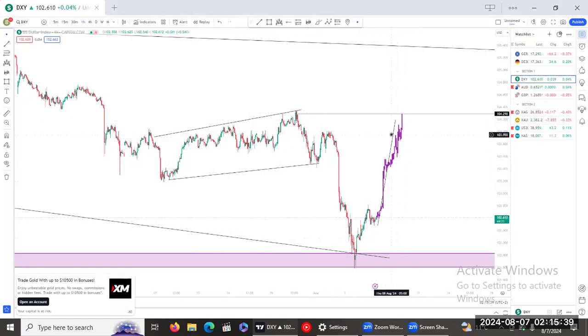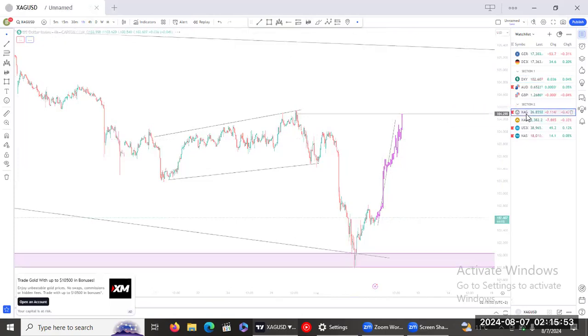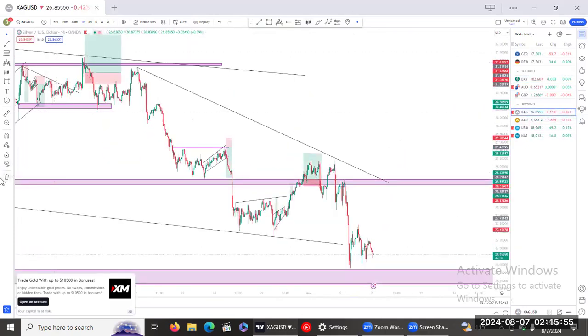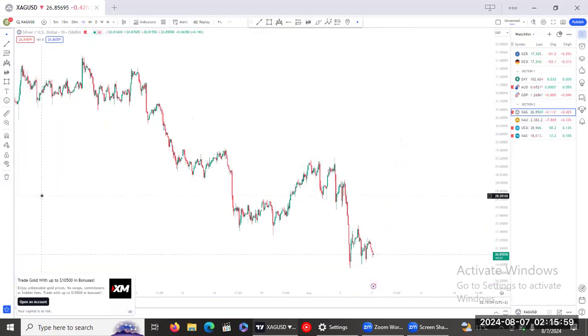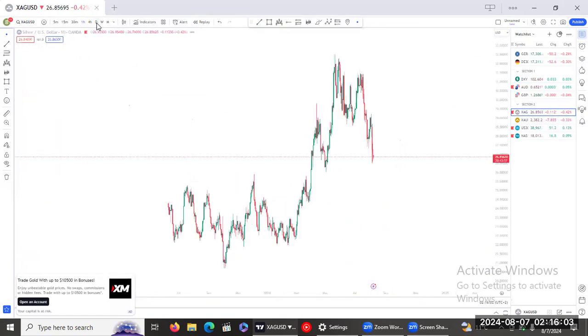As I said, guys, the first one that we're gonna analyze will be DXY. So the second pair that I'll be going to is silver or gold. Let's see which one. Let's start with silver. So on silver, we're gonna start on the daily time frame.